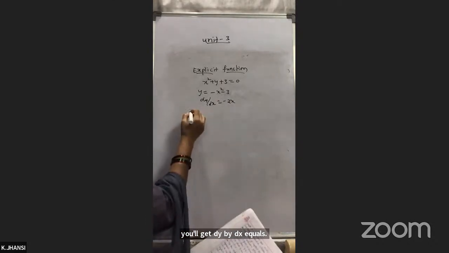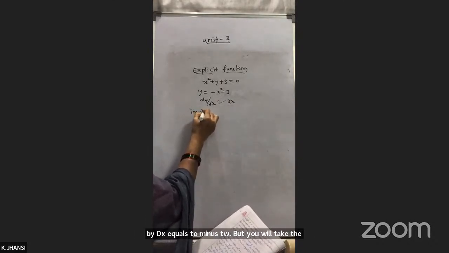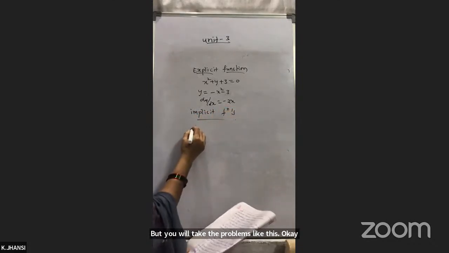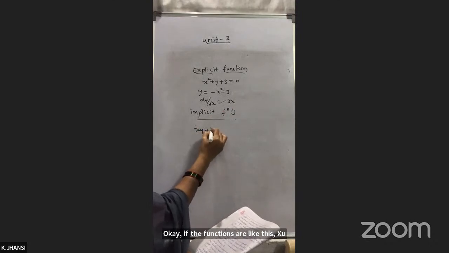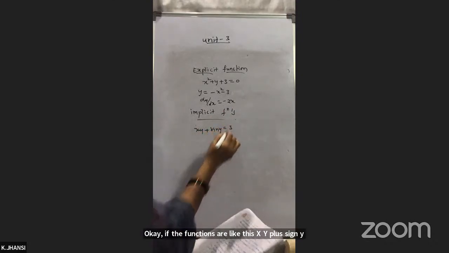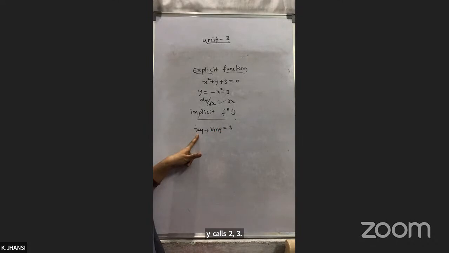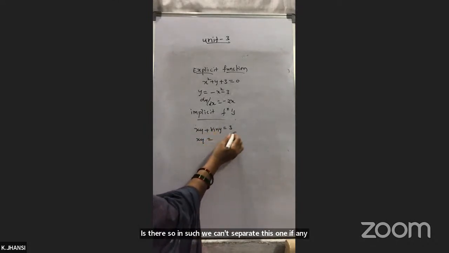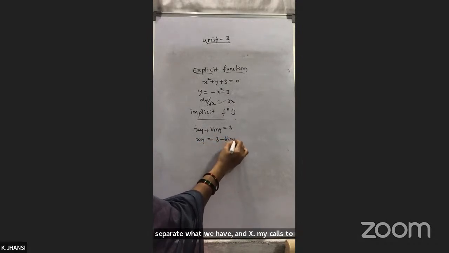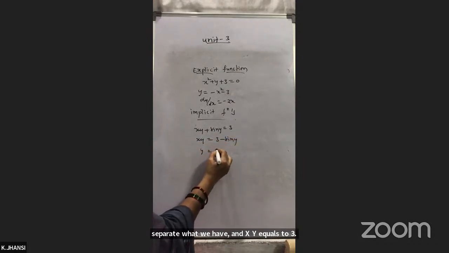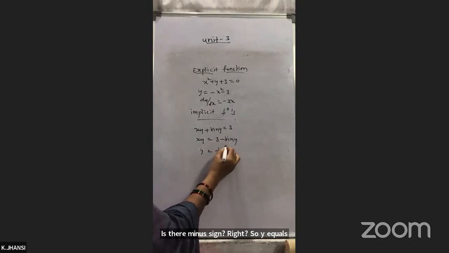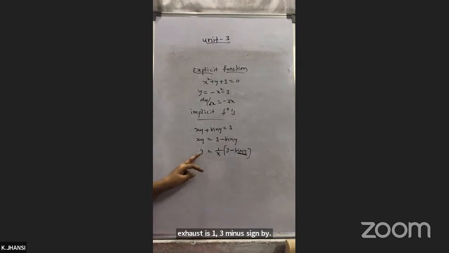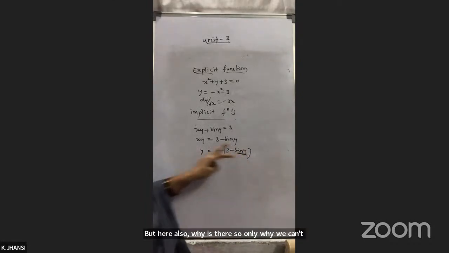But if you take problems like this, okay, if the function is like this, xy plus sin y equals 3, in such a case we can't separate y. If we separate, what will happen? xy equals 3 minus sin y, so y equals 1 by x of 3 minus sin y. But here also y is there. So we can't separate y. Here y is there, here y is there.